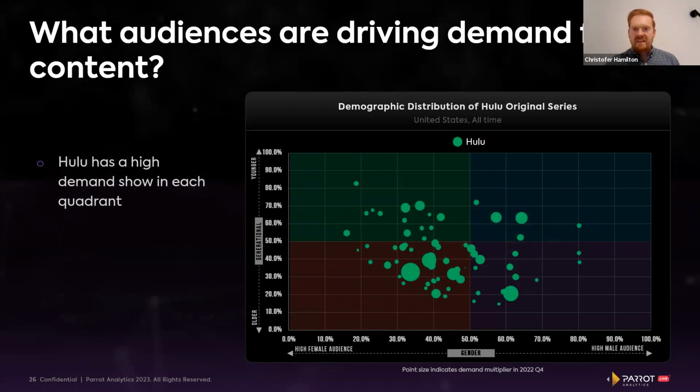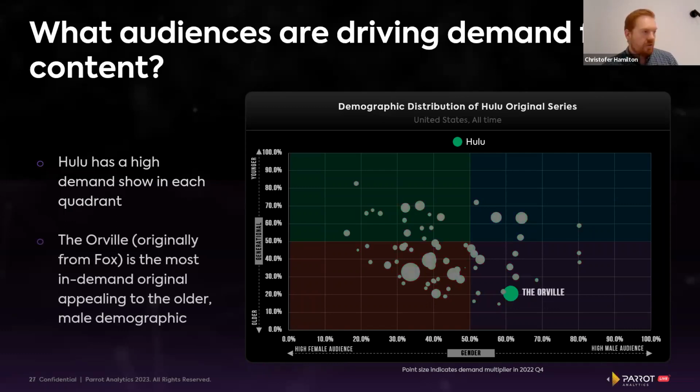So changing gears, we can also look at where Hulu's original content falls. And this platform actually has a high demand show firmly in each quadrant. So it's not as skewed as we saw with Disney Plus. And it has a highly popular original series that caters to each of these four quadrant demographics. So I'll walk through those.